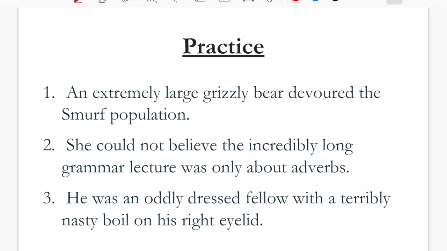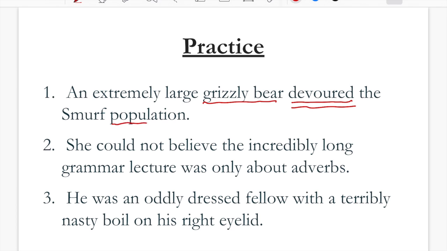All right, so you guys have had a few minutes to take a look at these and give them a stab. Again, we're looking for adverbs modifying adjectives. And once again, we're going to go in and look for our subjects and our verbs. So number 1, an extremely large grizzly bear devoured the Smurf population. Devoured is our verb. It means to eat, in case you didn't know. Our subject is grizzly bear. I'm going to say that's a compound noun.